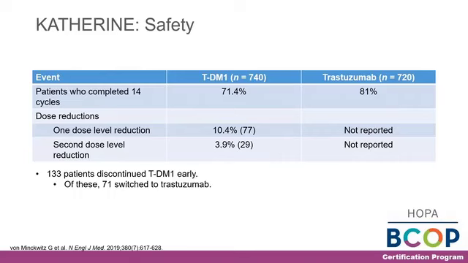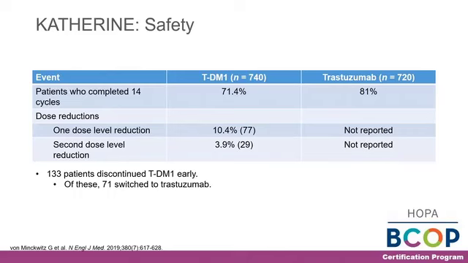Dose reductions were required in some patients who received TDM1. About 10% had a one dose level reduction, and about 4% had a second dose level reduction. 133 patients were reported to have discontinued the TDM1 early, and of these, 71 of them switched to trastuzumab.